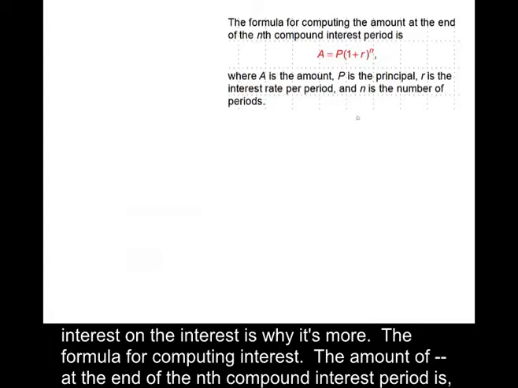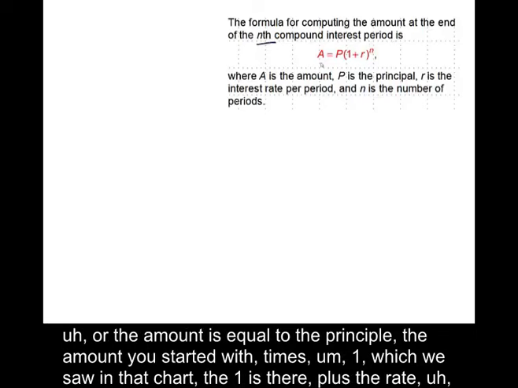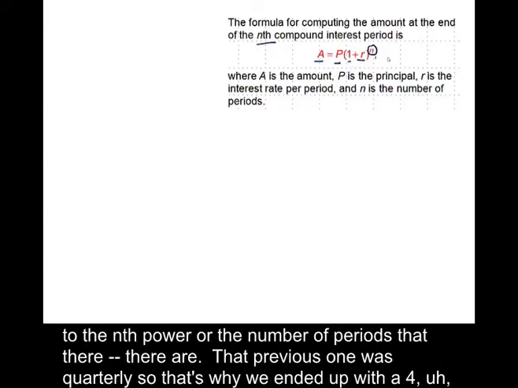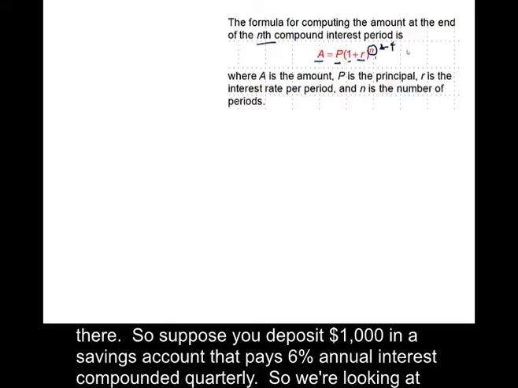The formula for computing interest, the amount at the end of the nth compound interest period, is where the amount is equal to the principal, the amount you started with, times 1, which we saw in that chart, plus the rate, to the nth power, or the number of periods there are. That previous one was quarterly, so that's why we ended up with a 4 there.